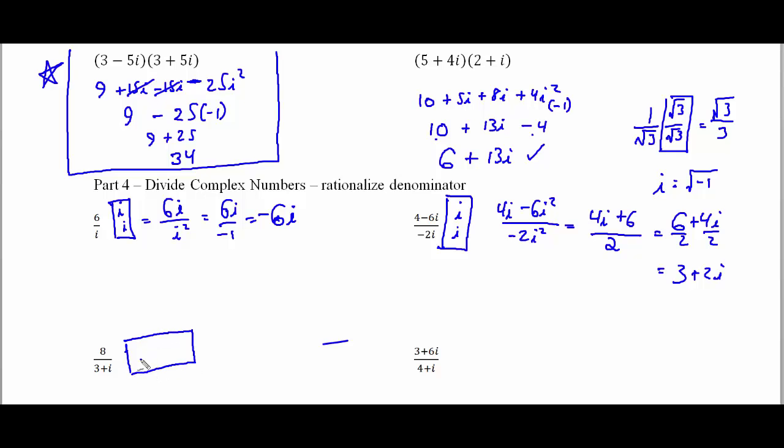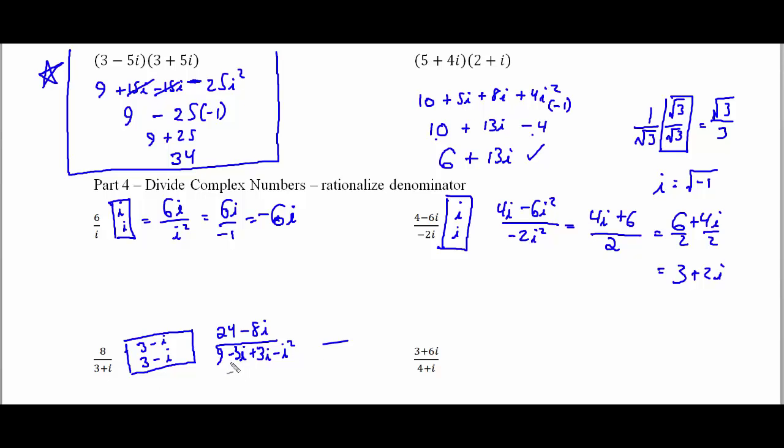So this is going to be 3 minus i, 3 minus i. So 8 times 3 is 24. 8 times negative i is negative 8i. Down below, we do some foiling there. 3 times 3 is 9. 3 times negative i is negative 3i. i times 3 is positive 3i. And then i times negative i is negative i squared.